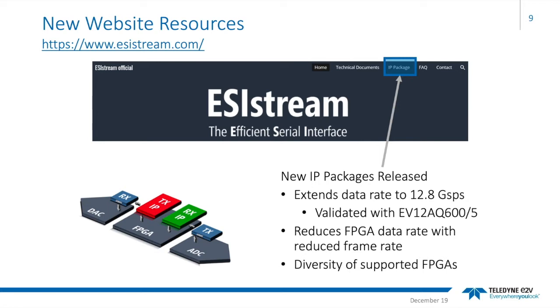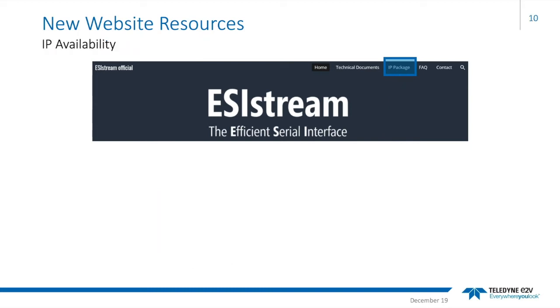The latest packages extend tested data rates up to 12.8 gigabits per second, as validated with the EV12AQ600 ADC. The new packages support multiple frame widths, allowing users to trade off latency with FPGA clock rates. We provide support for several widely applied FPGAs. Customers can now select IP packages with either 16, 32 or 64-bit data frame widths.